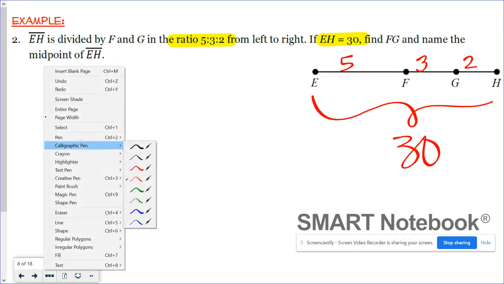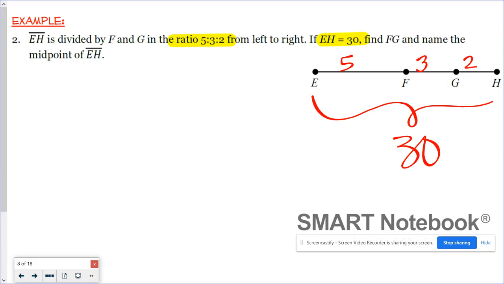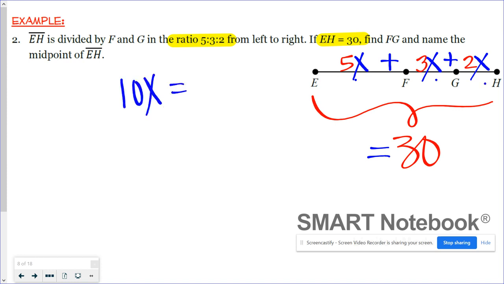It's a ratio. Remember, ratios are usually written in simplest form. So we have to think of this as 5 times a factor, 3 times a factor, 2 times a factor. And these three smaller segments add up to be the whole big segment. So 5x plus 3x plus 2x is 10x, which is 30. So that factor, that multiplier, is 3.